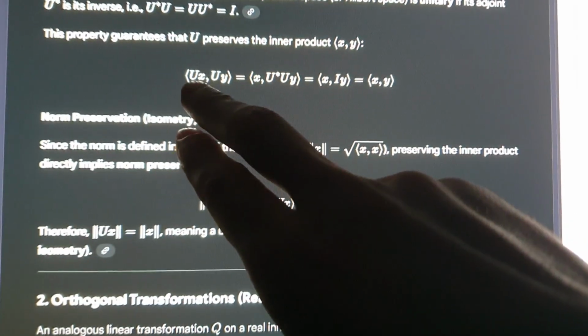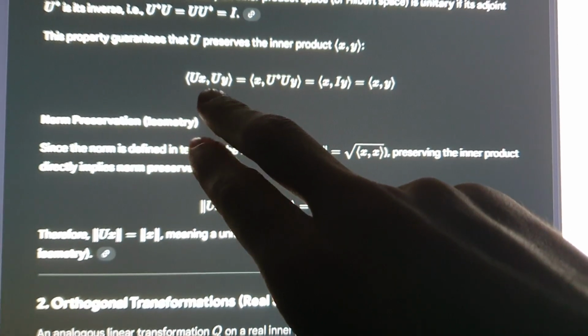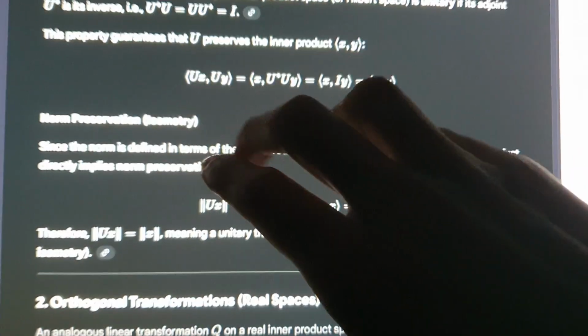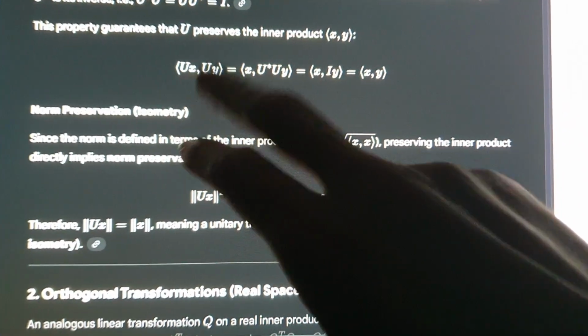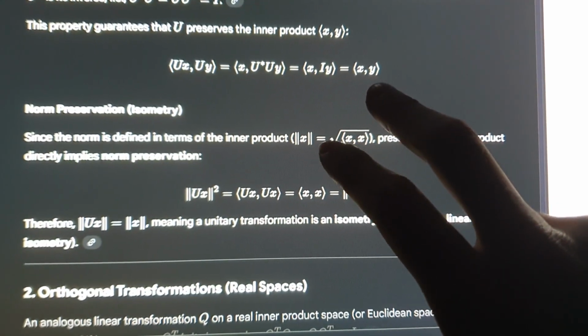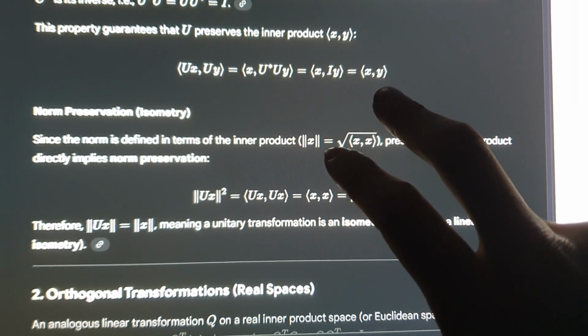product. As you can see, if I take the unitary transformation U, let's call this the unitary transformation for us, and I do Ux, Uy and do an inner product between them, you can see that I get exactly the inner product between x and y.